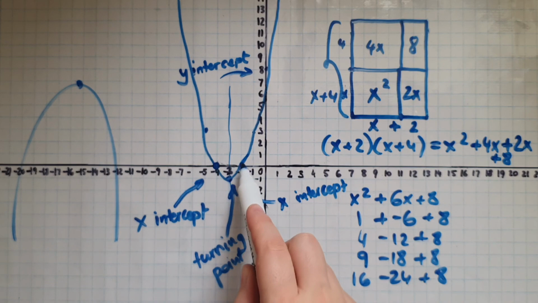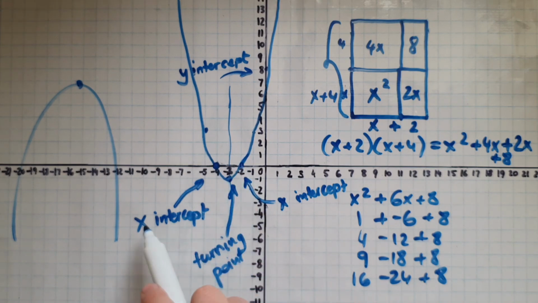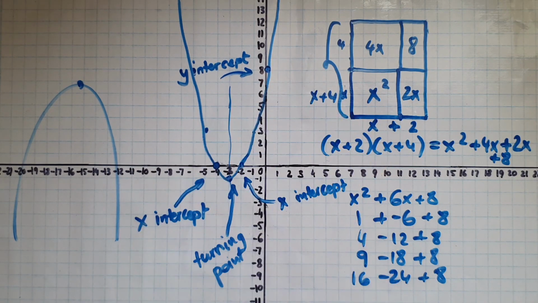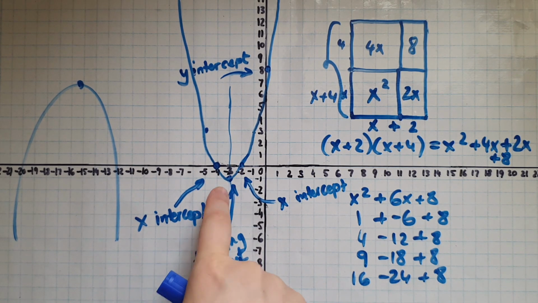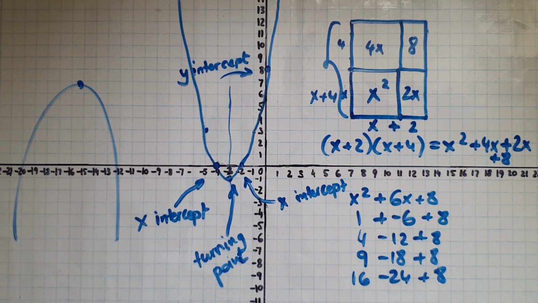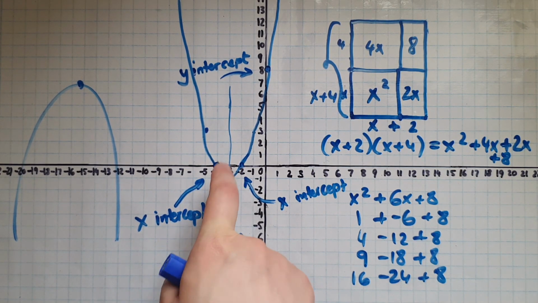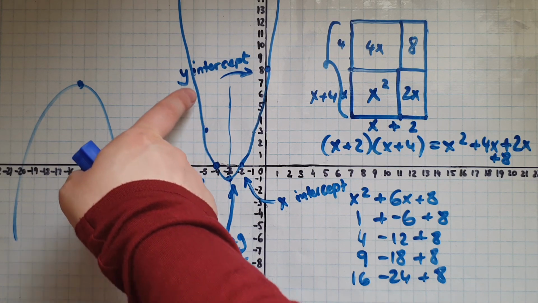So here we have the roots, which are also the x-intercepts. Here we have the y-intercept, and here we have the turning point. The turning point is the point where values start changing. So that's the lowest value for y, and then eventually it starts going upwards again.